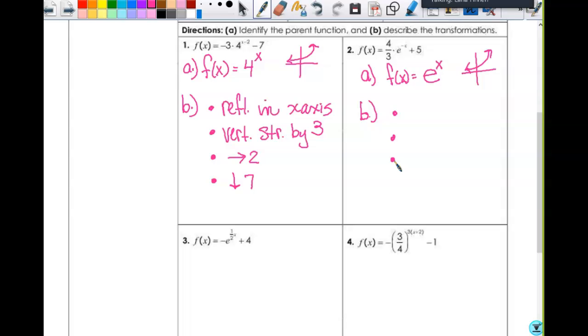That 4/3 is being multiplied out front. It affects y, not x. So it's a vertical. Would this be a stretch or compression? Stretch, because it's greater than 1 by 4/3.